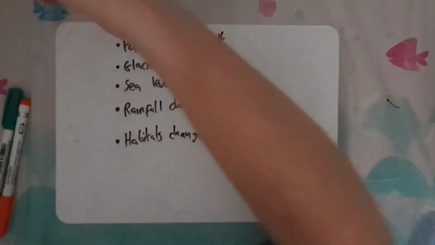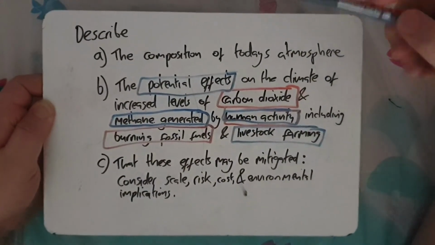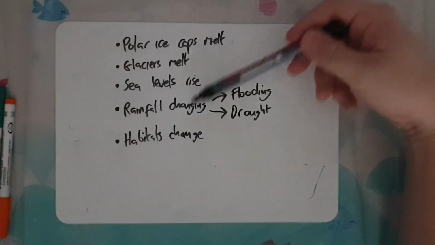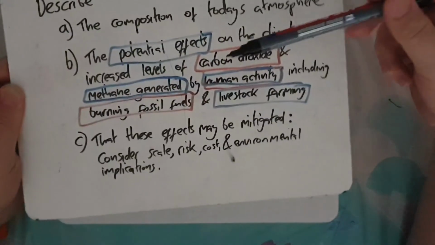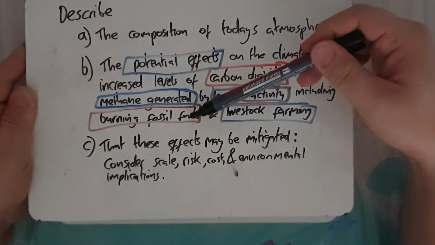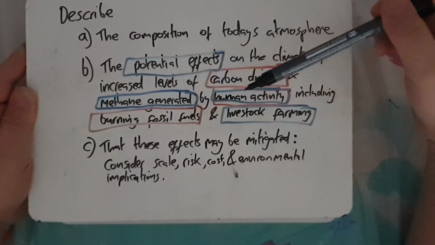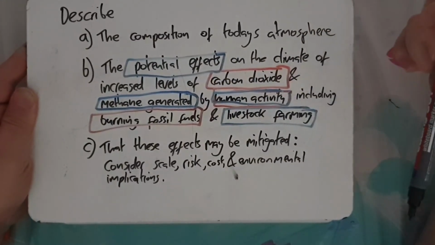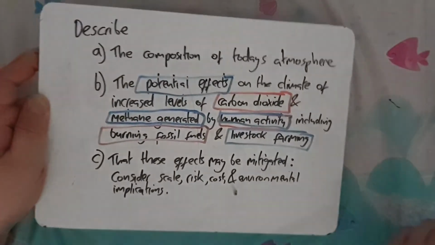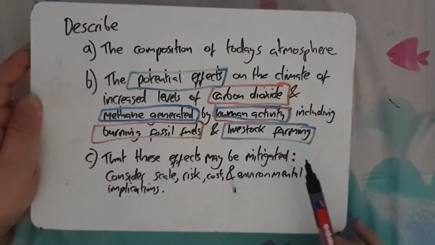So if I bring in the specification one again. So we know what the atmosphere is made of today. What are the effects of climate change? These things here that we've just gone over. And what causes them? Carbon dioxide from humans by burning fossil fuels, and methane because of human activity, because of increased livestock farming. Then the final thing for today is, how can we mitigate these?